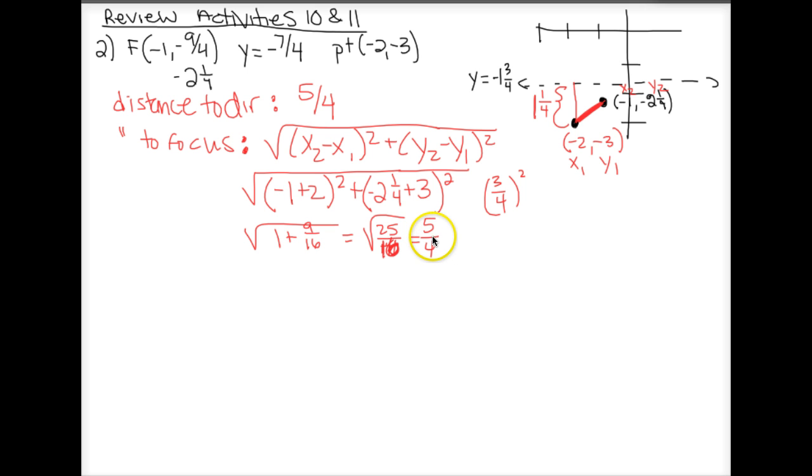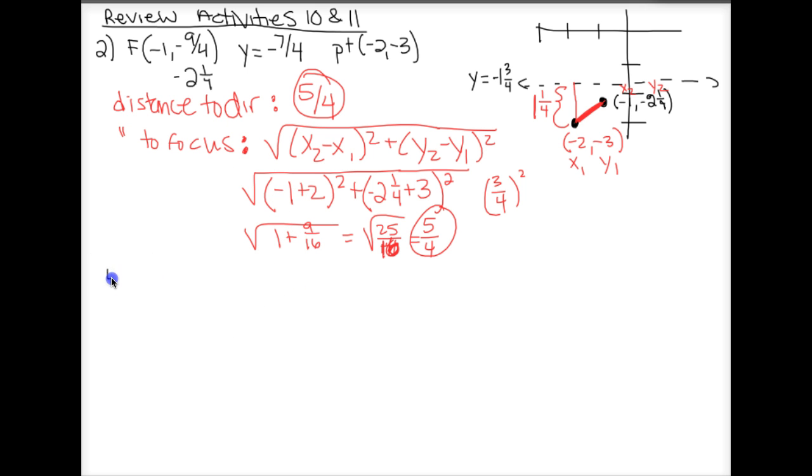So now we have just shown that the distance from that point to the focus is 5/4. We counted and showed that the distance to the directrix is 5/4. So we are done with number 2. We have shown that those distances are the same.